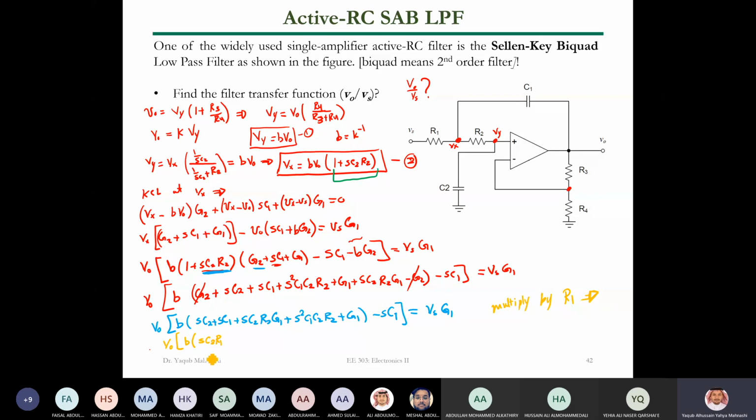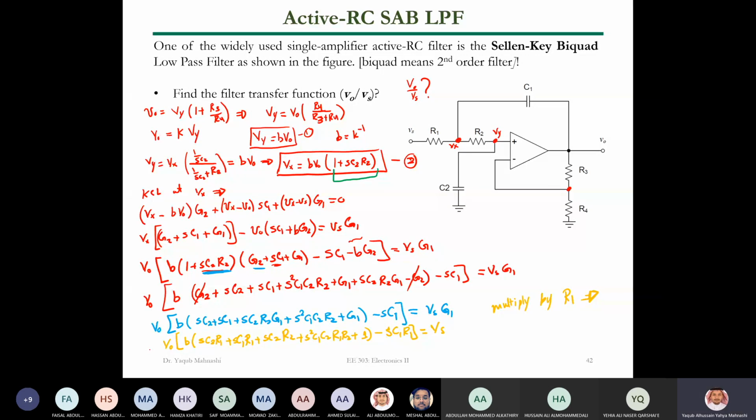Okay, so then this is SC2R1 plus SC1R1 plus SC2R2. The G1 went with the R1, right? Cancelled. Then S squared C1 C2 R1 R2, and then G1 will be cancelled. We will have 1 here. Then minus SC1 R1, all equal Vs. Okay.